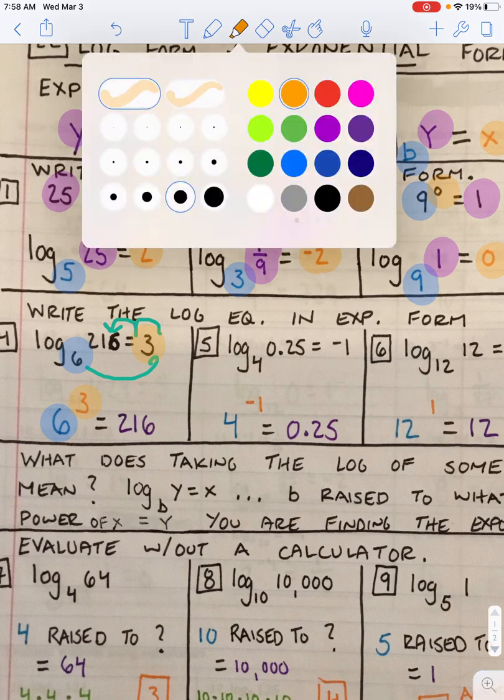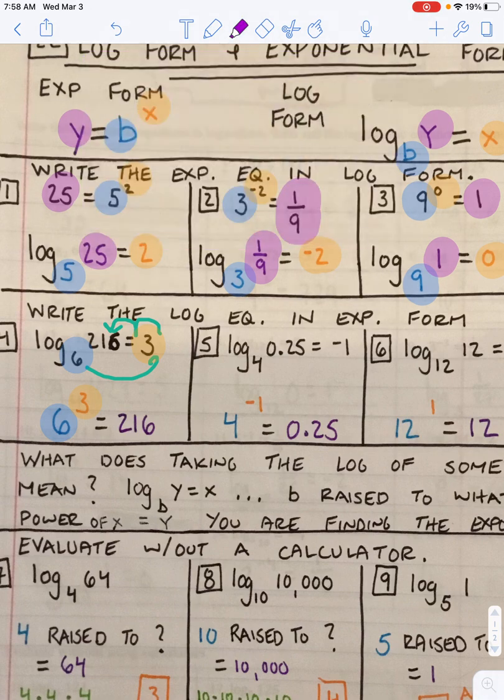And 6 cubed is 216. So just take a look at that for a moment and make sure you see how everything moved around. So 6 cubed equals 216.